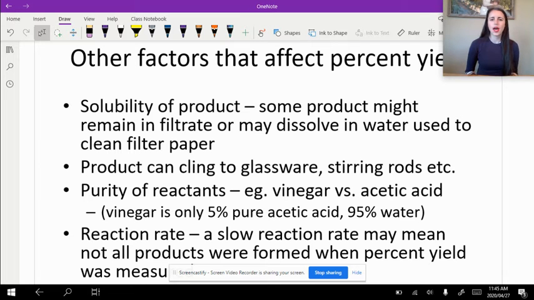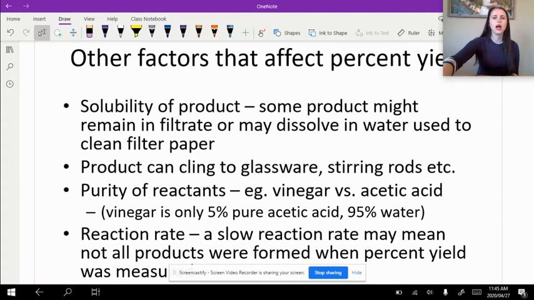It's a great one. Normally in class you'd be making chalk, and that chalk is actually really hard to get off the glass stir rod. So afterwards, your glass stir rod would still appear to be white because a lot of that product is clinging to glassware. Sometimes your reactants aren't as pure as you think they're going to be.